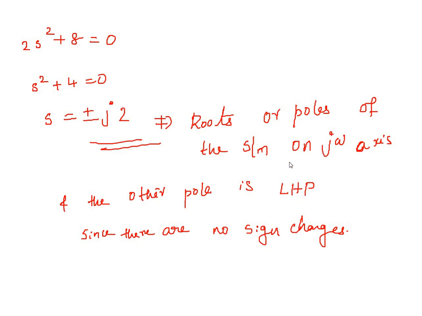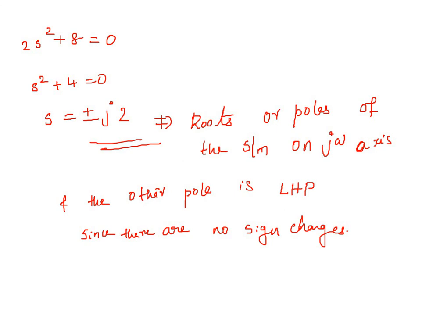lying on the imaginary axis, and for the other pole, since the equation is s cube plus 2s square plus 4s plus 8, there are only 3 poles for the given system, because the highest power of s is 3 and the order of the system is 3. So there are only 3 poles for the given system. Of these, 2 poles are on the imaginary axis and the other pole is on LHP, because we don't have any sign change in the first column of the table. So the other pole is lying on LHP, but 2 poles are lying on the imaginary axis.